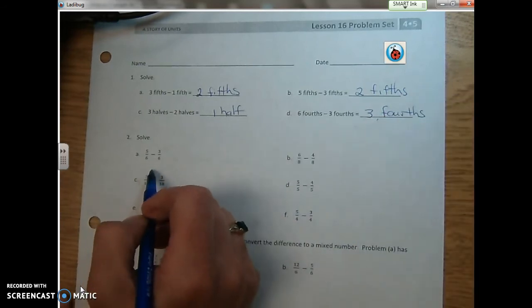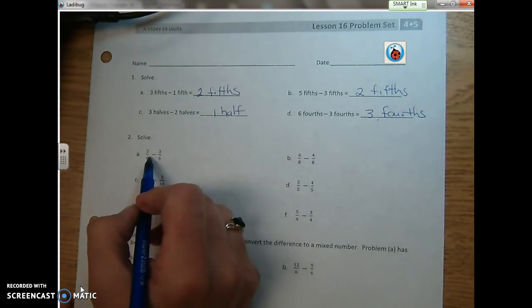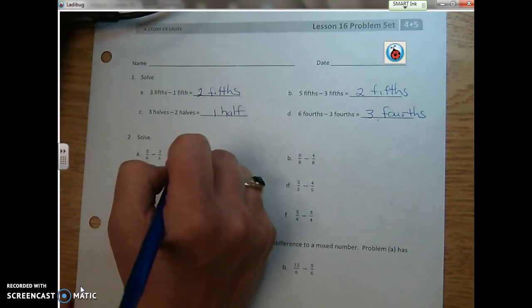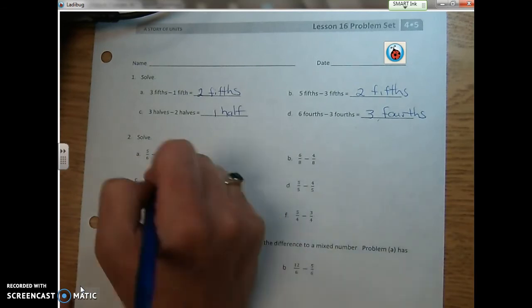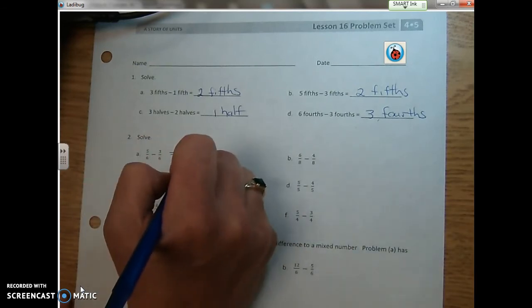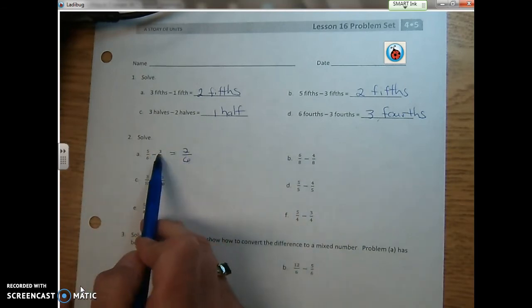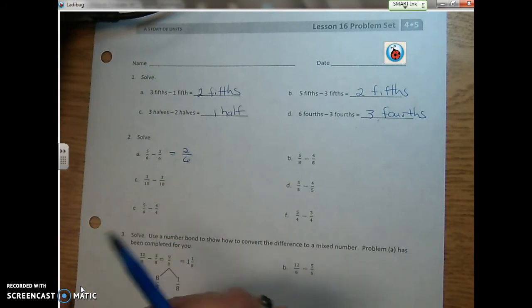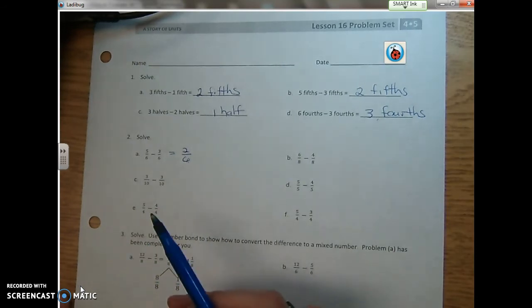Now, when we come down to number 2, we have 5/6 minus 3/6 equals 2/6. The bottom number stays the same. The top number gets subtracted. Okay, I want you to go ahead and do B through F. Pause it, do B through F, and then come back and check your work with mine.